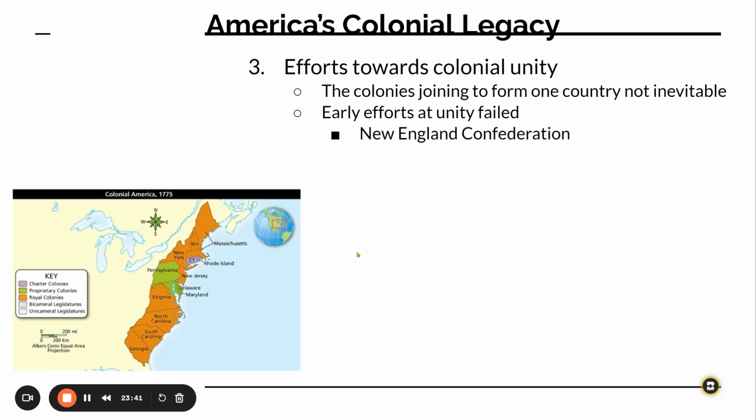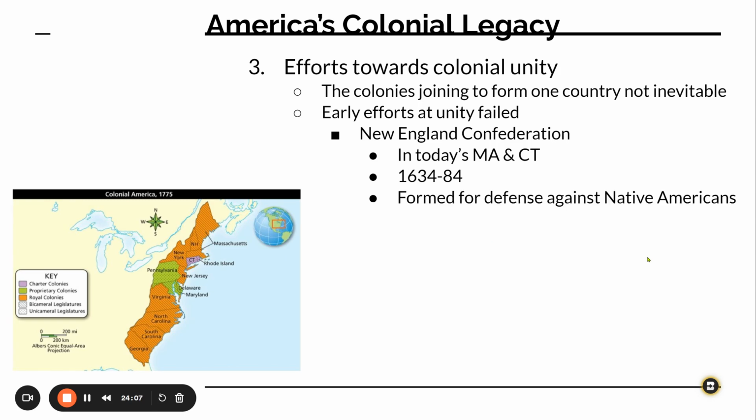The first is the New England Confederation. It was small. It involved only territory that is today's Massachusetts and Connecticut. So not large. It did last for 50 years, which sounds impressive until we realize that during that time it existed for one purpose, and that was to pool resources to defend those territories against attacks by Native Americans.